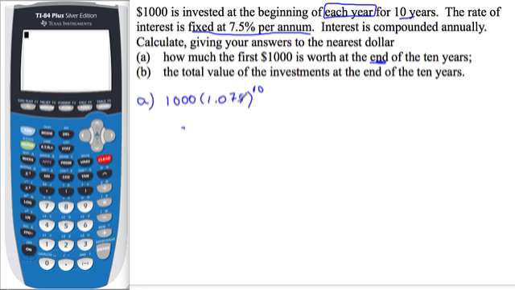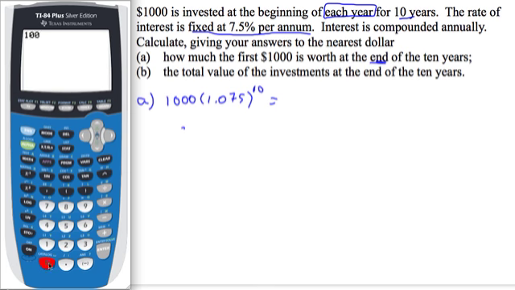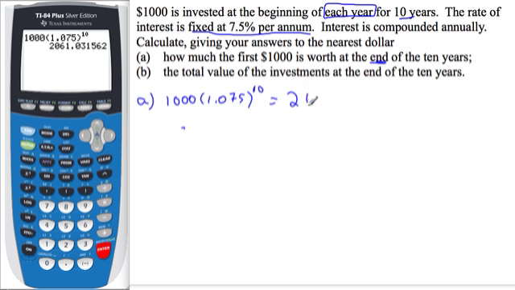Therefore, 1,000 times 1.075 to the power of 10 will give us how much that first $1,000 is worth. So 1,000 times 1.075 to the power of 10. So therefore, that first amount of money is worth $2,061. We round to the nearest dollar. Part B is quite a bit more difficult.